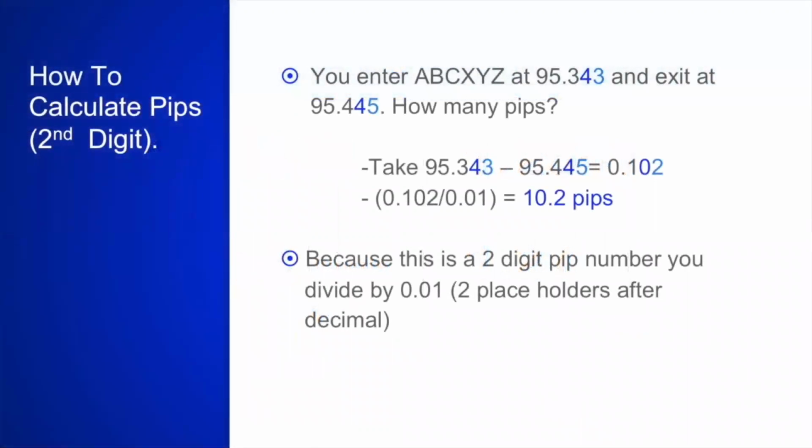So why not? Let's just calculate what it's like. So you enter ABC XYZ at 95.343. I didn't realize all this rhymed. And exit at 95.445. How many pips did you gain or lose? So hopefully you kind of understand the gist of it. You take 95.343 minus 95.445 equals 0.102. Now, notice how you divided by 0.01.